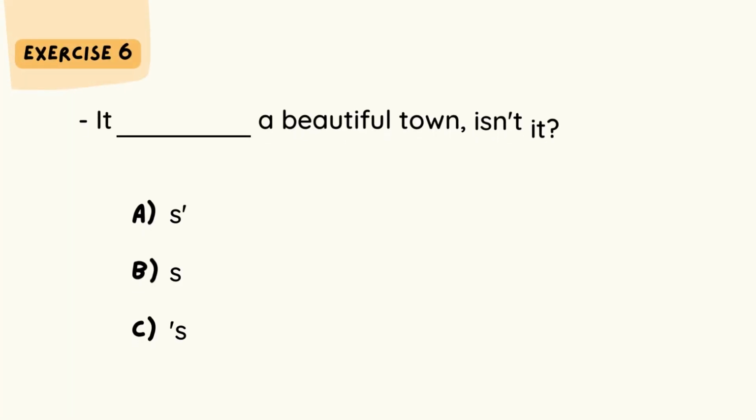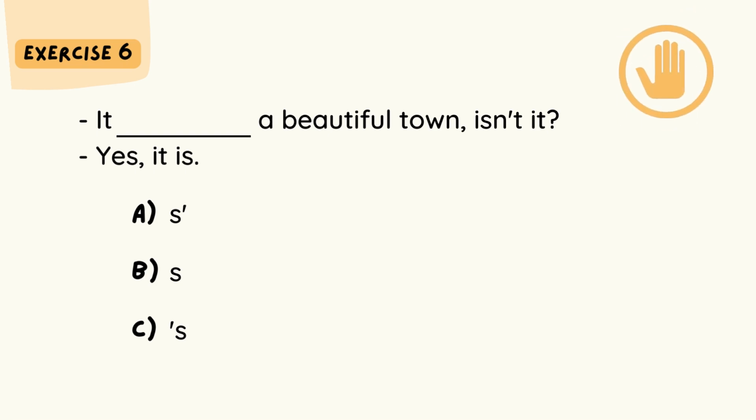Exercise 6. It's a beautiful town, isn't it? Yes, it is. A, it's. B, it's. C, it's. C, it's.